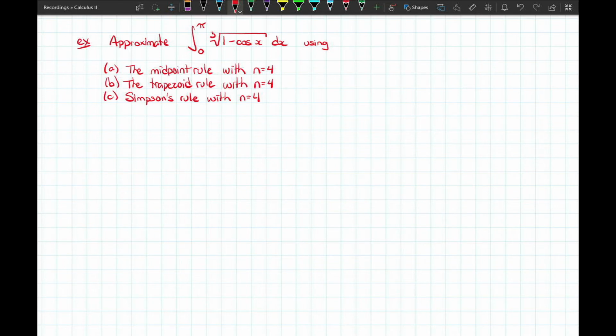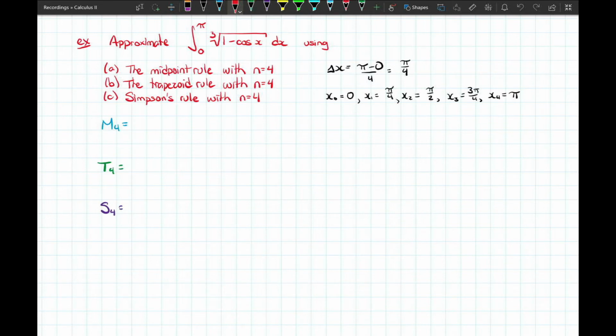Now remember, we always have to calculate delta x as b minus a over n, and we have to calculate x0, x1, x2, x3, and x4. Well, let's start off with the midpoint rule, and midpoints are going to be halfway between each of those different xi's. So the first thing we have to remember with midpoint rule is simply delta x, which is pi over 4, multiplied by f of x1 bar. That's halfway between 0 and pi over 4, so that would be pi over 8. And then f of x2 bar, halfway between x1 and x2, gets us 3 pi over 8.